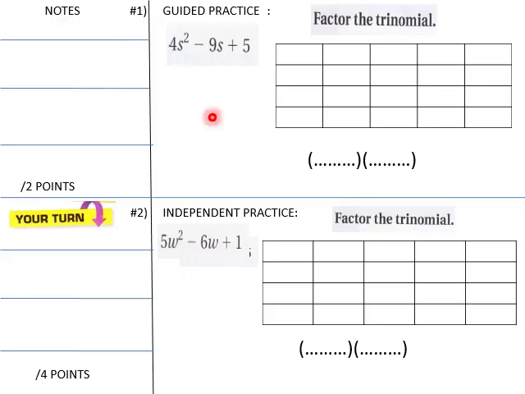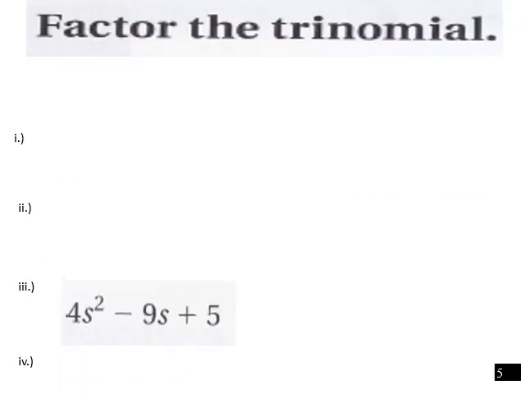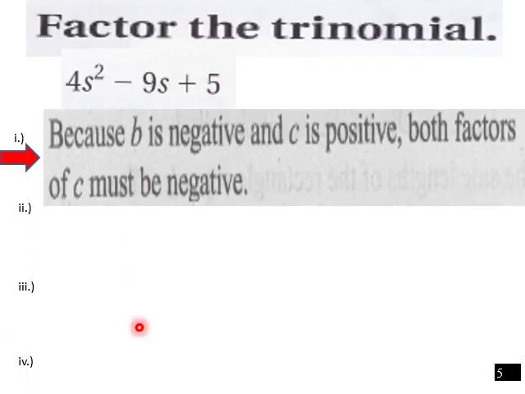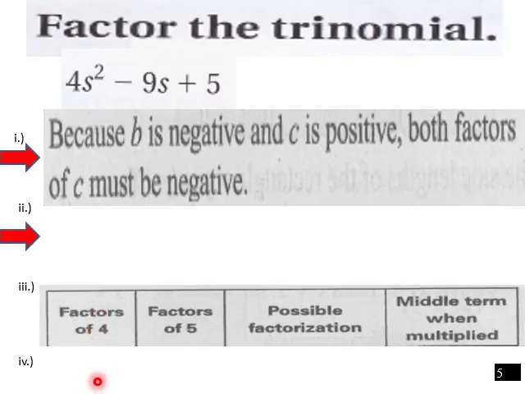Okay, guided practice. Students, this is yours. We're going to do this one in our guided practice. Pay attention so you know how to do this. Factor this trinomial here. We have an a here of 4, a b of negative 9, and a c that's positive. So that should clue you in because b is negative and c is positive, both factors of c must be negative, factors of 5.